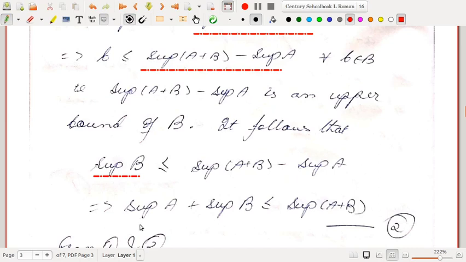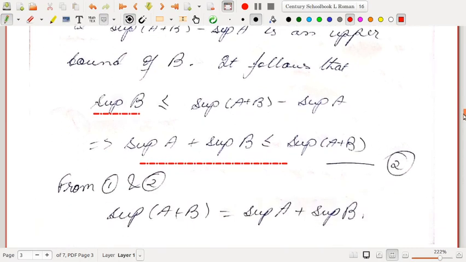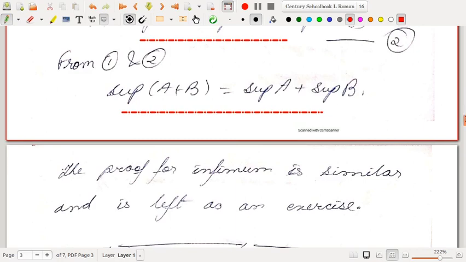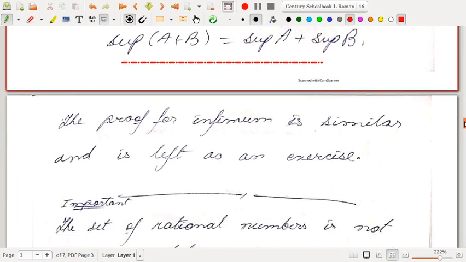Just change the sides. We have supremum of A plus supremum of B less than or equal to supremum of A plus B. So from 1 and 2 we can conclude that supremum of A plus B is equal to supremum A plus supremum B. The proof for infimum is very similar and is left as an exercise. So please try to do it yourself.